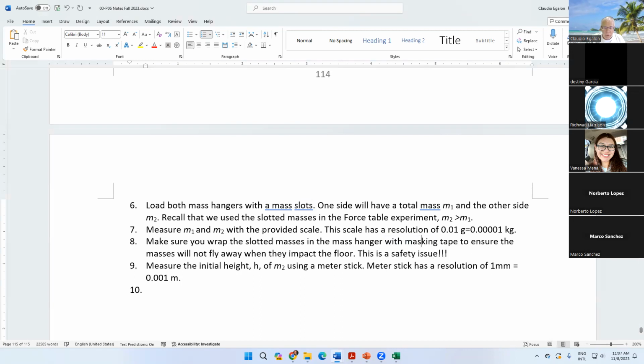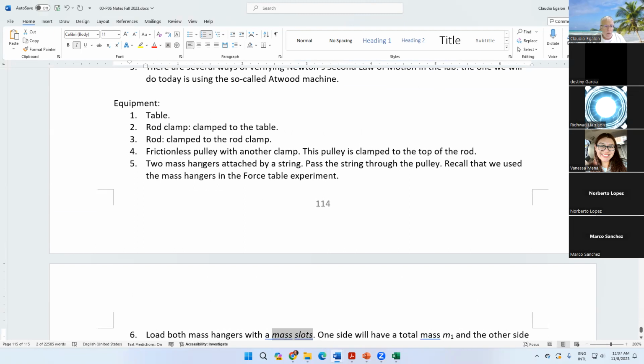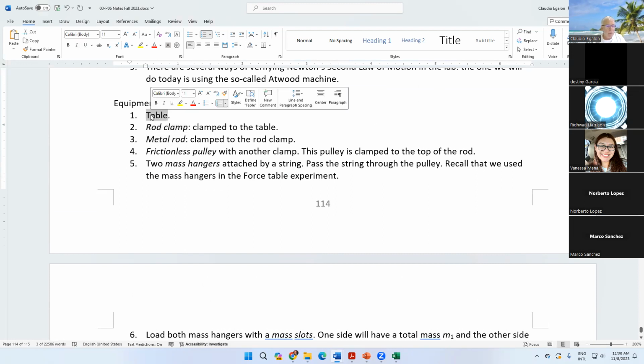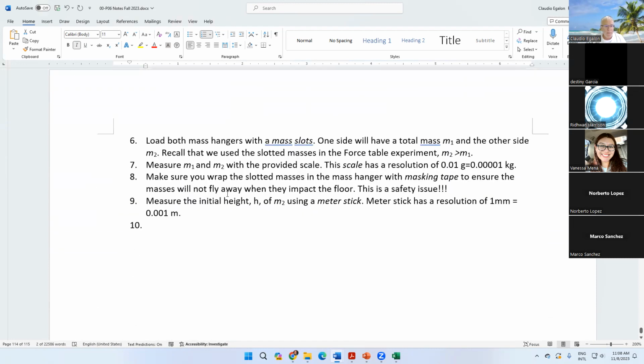So here you go, masking tape, not making tape, right? Masking tape, scale, meter stick, everything in italics. Mass slots, mass hangers, they're all part of the equipment. Frictionless pulley. Metal rod. Let's put a metal rod here instead of rod. Rod clamp. And of course, you need a table to perform the experiment here as well.